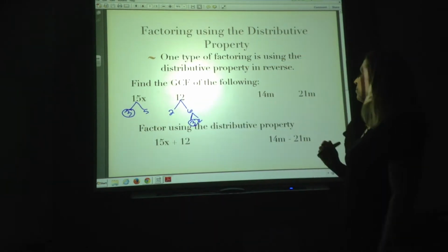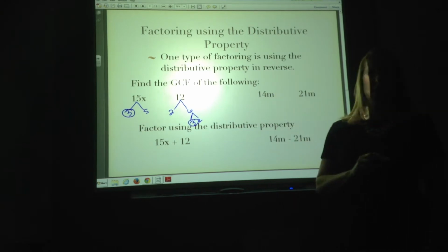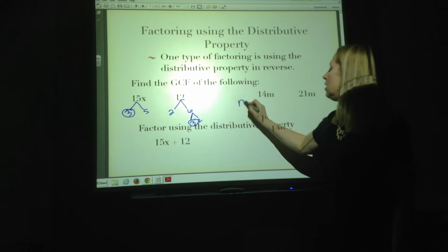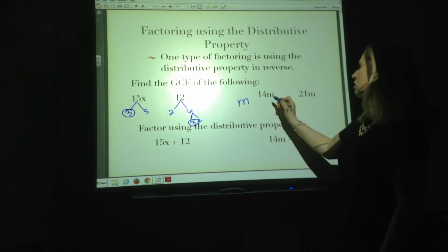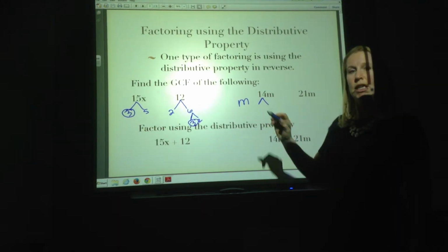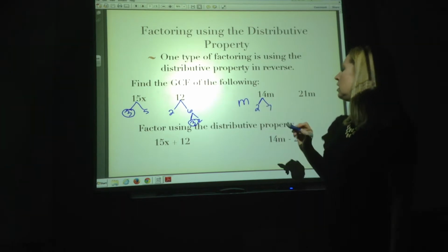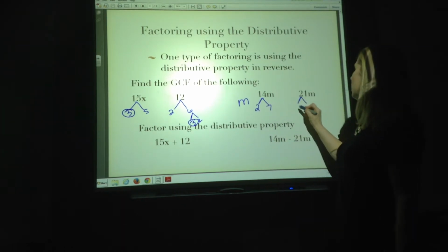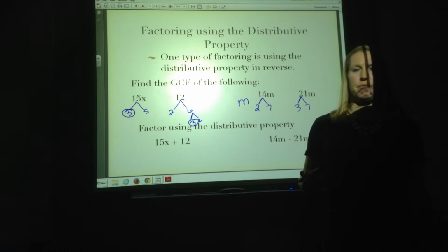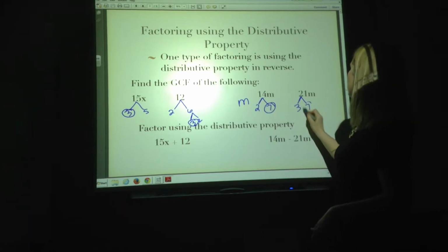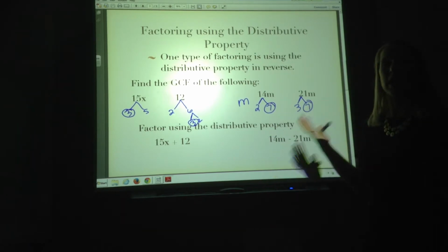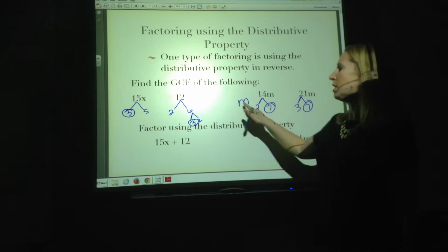So let's try this one. 14m and 21m. Well, they both have m's, so a common factor is m. And then I'm going to look at the numbers. So 14 is 2 times 7, and 21 is 3 times 7. So what they have in common are the 7's. So my greatest common factor would be 7m.